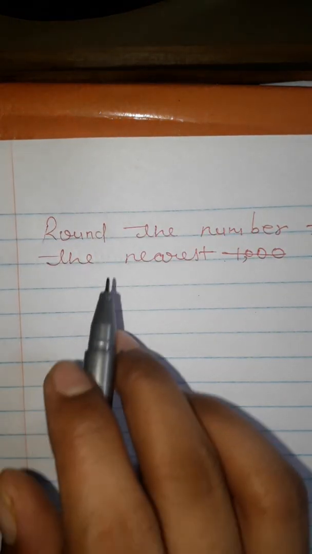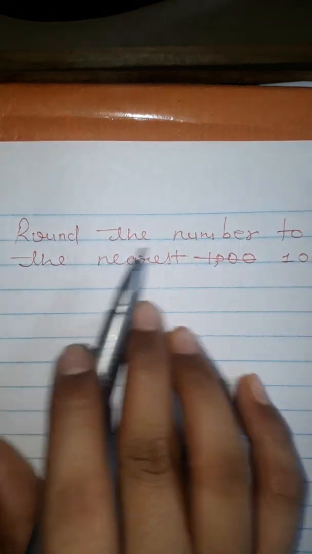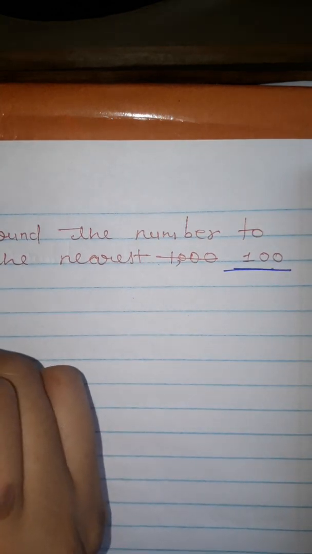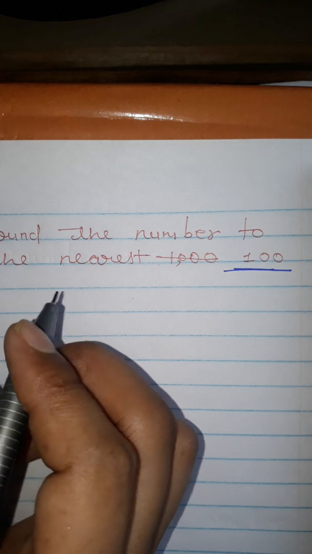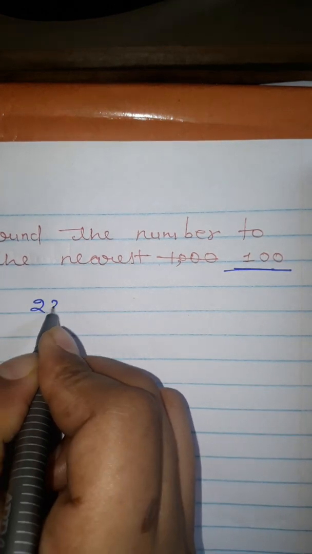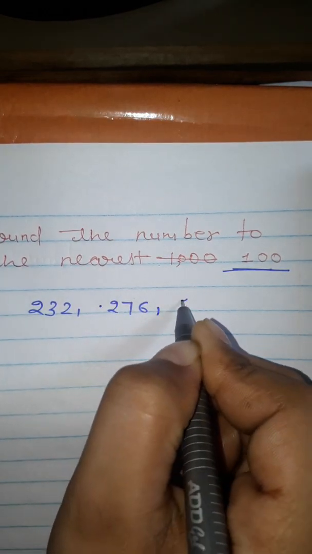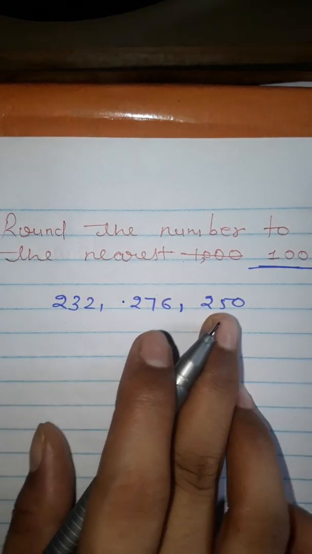Now the second is rounding the number to the nearest 100. To round a number to the nearest 100, find the two hundreds between which the given number lies. Suppose we have to round off the numbers 232, 276, and 250. We have to round these three numbers to the nearest 100.